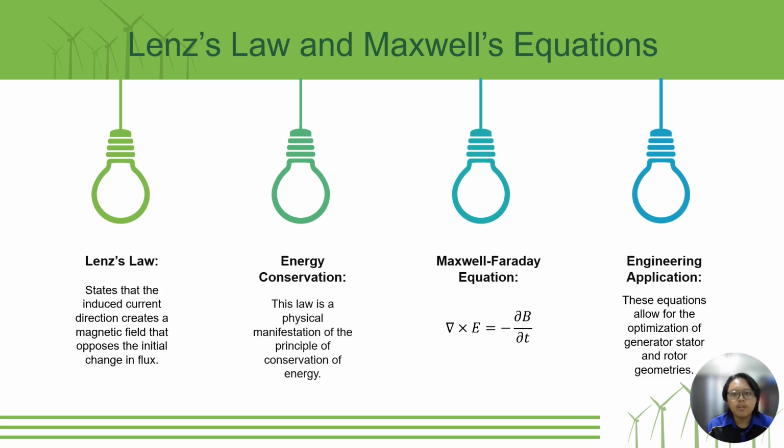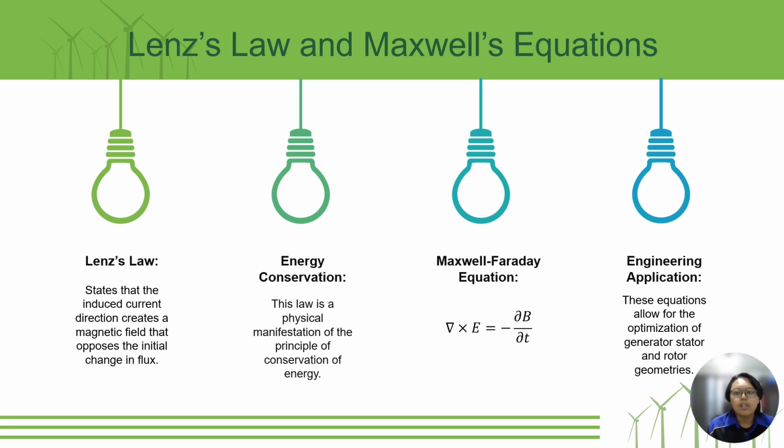Next, we will go to Lenz's law and Maxwell's equation. First, we start establishing the theoretical foundation with Lenz's law and Maxwell's equation. Lenz's law is an essential physical manifestation of the principle of conservation of energy. It states that the direction of the induced current will always create a magnetic field that opposes the initial change in flux, which explains the mechanical resistance we see in generators.